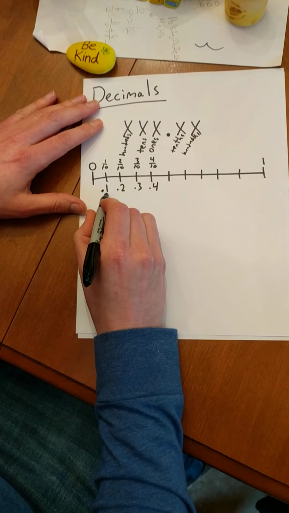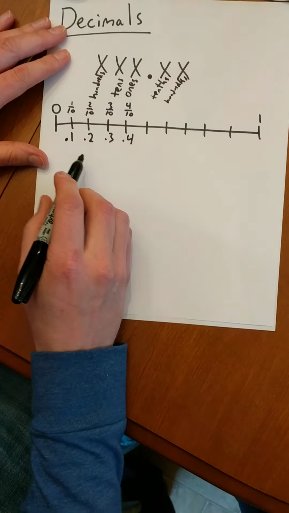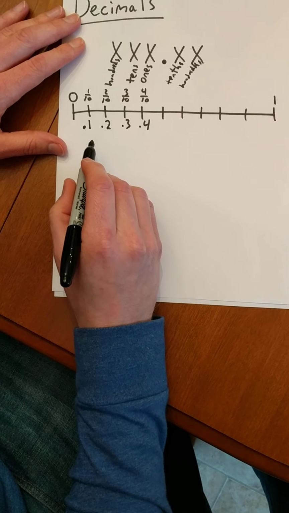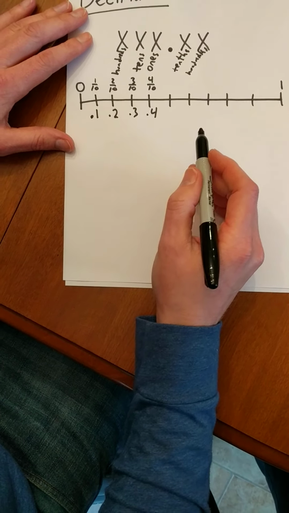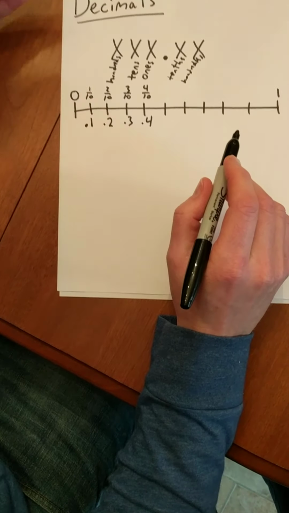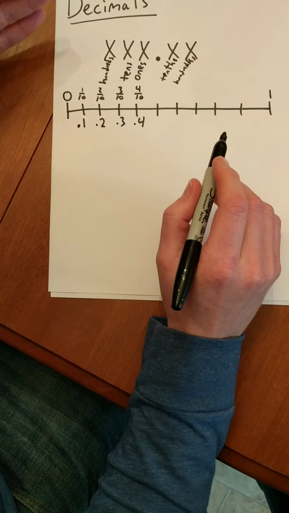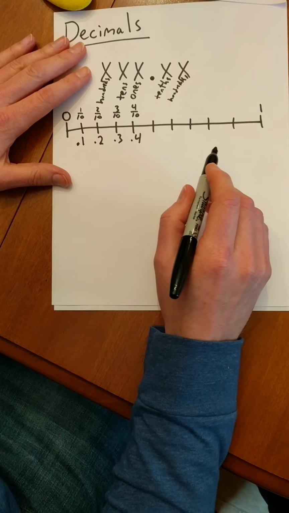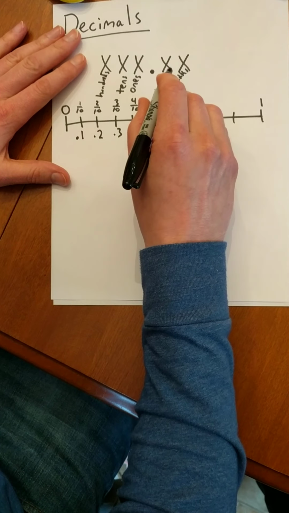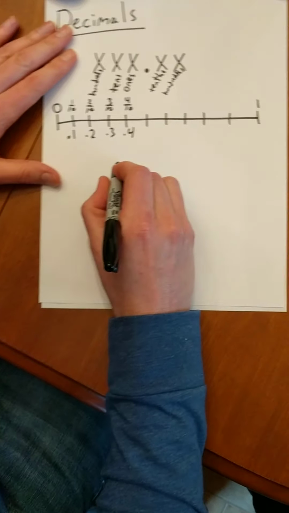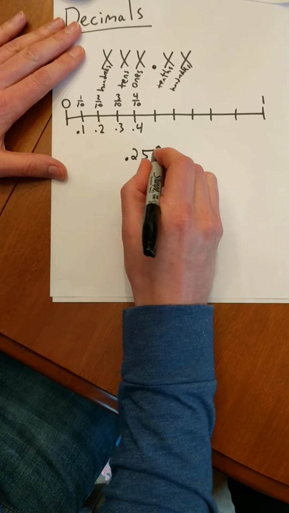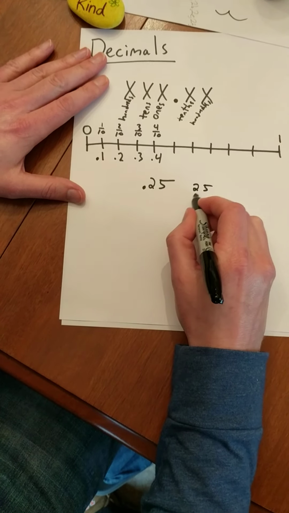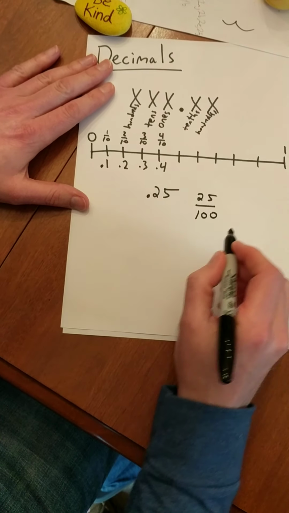So that first number next to the decimal point is over 10. If it's 0.1, you can look at that as 1 over 10. If it's 0.2, you can look at that as 2 over 10. So what you're going to be doing first is changing fractions from decimals to fractions and changing fractions from fractions to decimals. If you have two numbers after the decimal point, let's say you have 0.25, that is over 100. That is the same thing as 25 over 100.